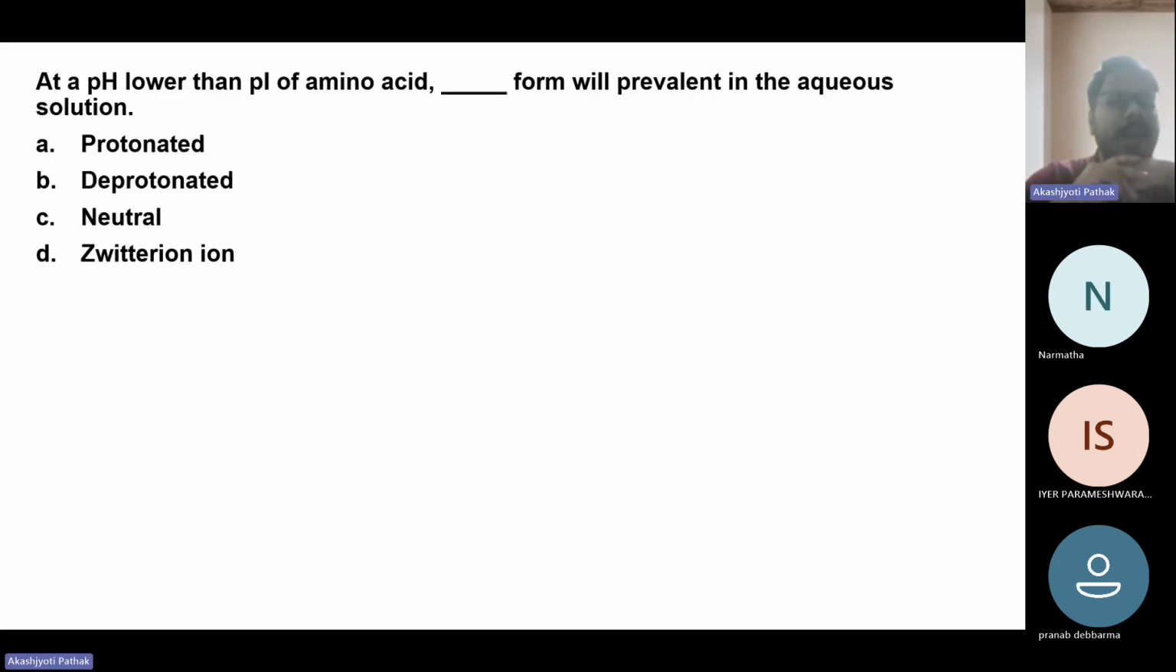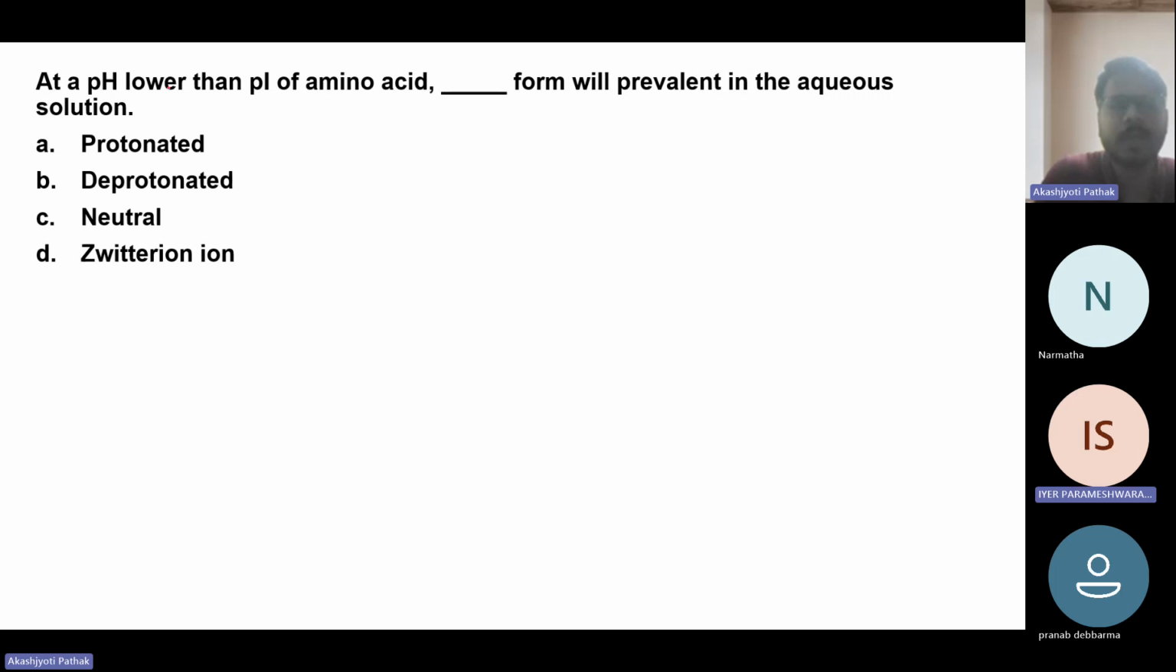So now tell me what will happen at a pH lower than the pI of an amino acid. When my amino acid is present at a pH which is lower than its pI, which form will be prevalent in the aqueous solution? Will it be the protonated, deprotonated, neutral, or the zwitterion form? Mostly protonated form. Okay, yes, the answer is correct. It will be in the protonated form.